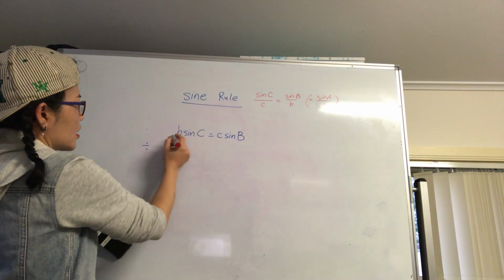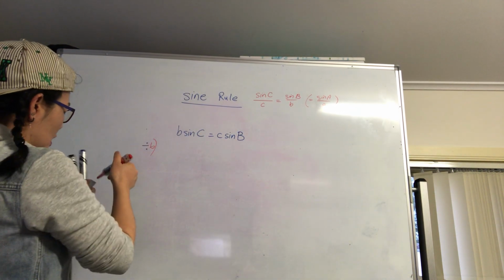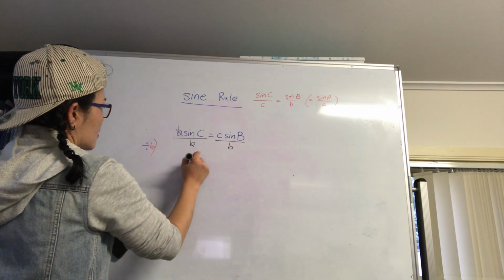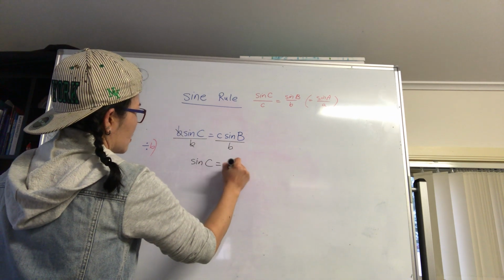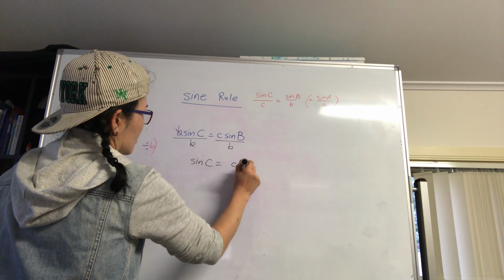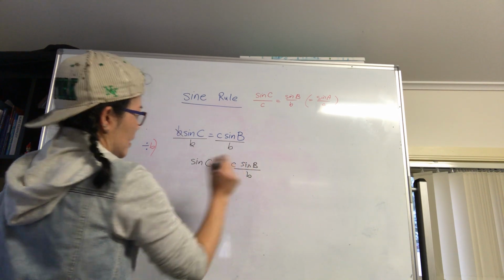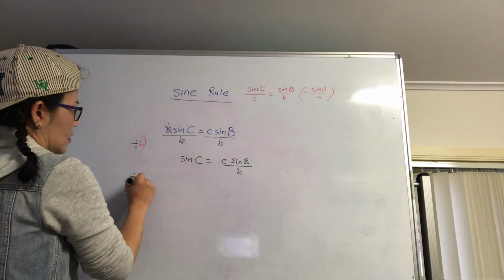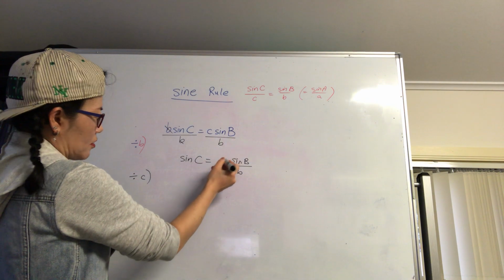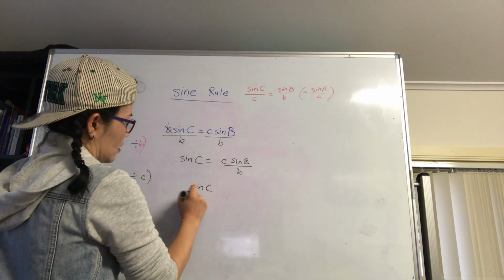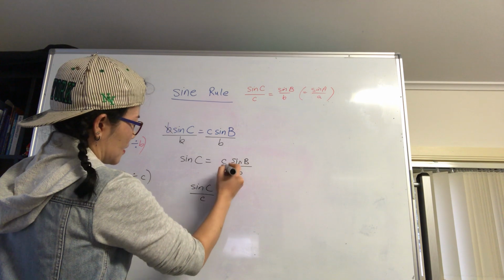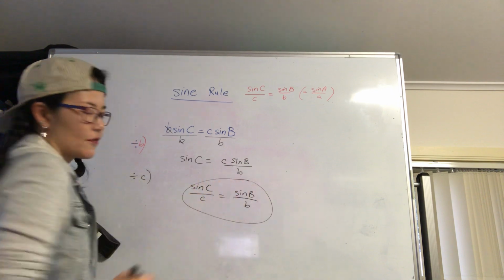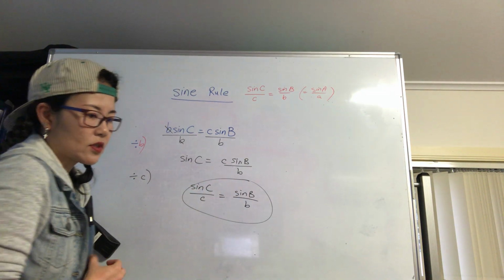So what I'm going to do is divide it by B, divide by B. So I'm going to go B, B, so I'll cancel that: sine C equals C sine B over B. Now I'm going to divide it by C again, so I can get rid of this C. So it'll be sine C over C equals, if I divide it by C here, it will cancel, sine B over B, and that's what I've got. That's our formula for the sine rule.